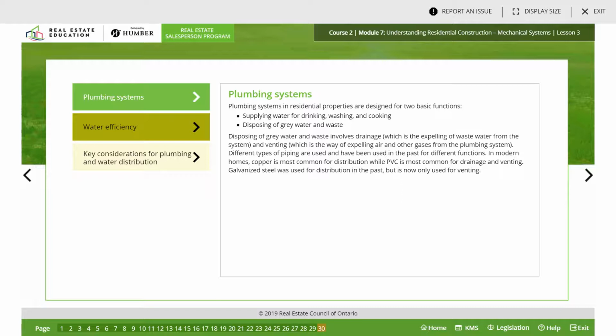Disposing of gray water and waste involves drainage, which is the expelling of wastewater from the system, and venting, which is the way of expelling air and other gases from the plumbing system. Different types of piping are used and have been used in the past for different functions. In modern homes, copper is most common for distribution, while PVC is most common for drainage and venting.